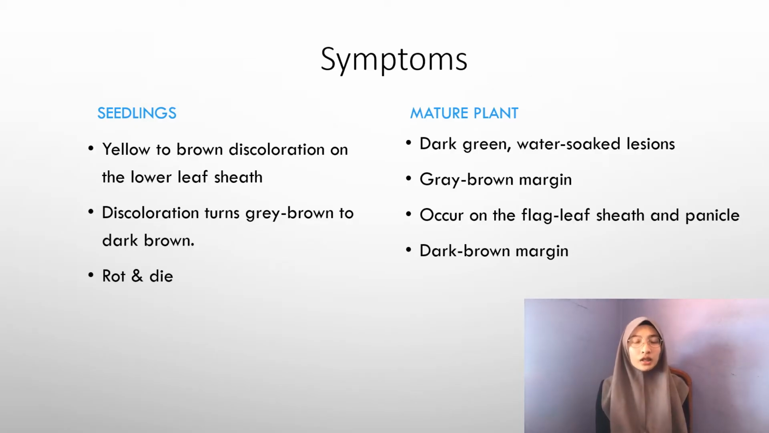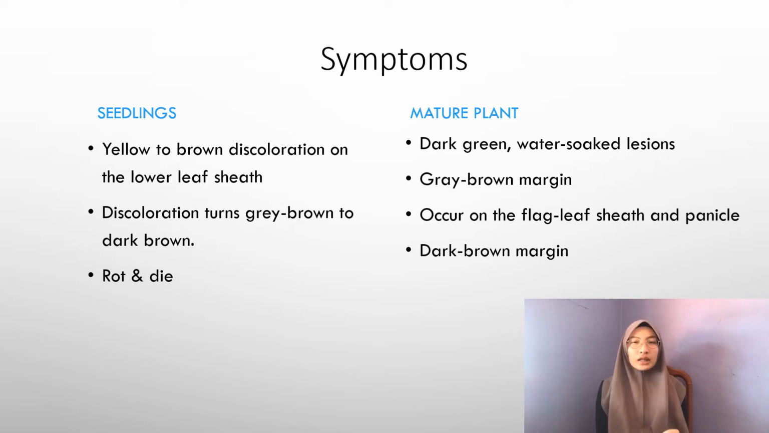Symptoms of sheath brown rot disease occur on seedlings and also mature plants. It typically occurs on the flag leaf at booting stage and on the panicle. At seedling stage, a systemic discoloration occurs, which may spread to the midrib or veins of the leaf.